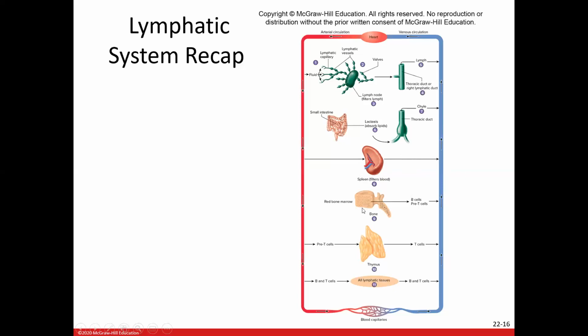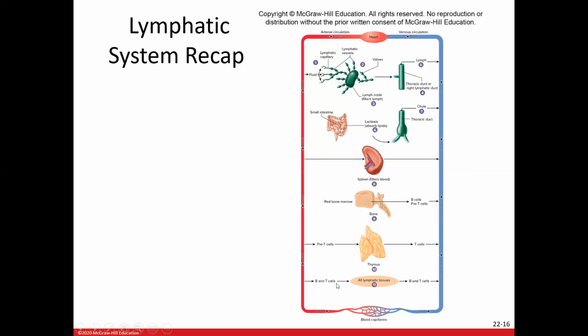Then with the bone marrow, we didn't talk about this too much, but we will in the next portion of the presentation. Your red bone marrow is where your pre-T cells and your pre-B cells originate, and those will move from the bone marrow into circulation. Then you have your thymus gland, which has the hormone thymosin, which allows your pre-T cells or your immature cells to mature into your T cells. And again, those will enter circulation.